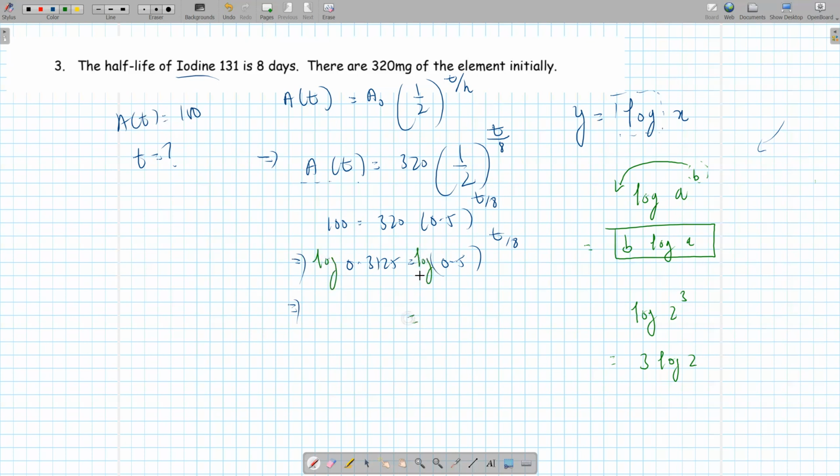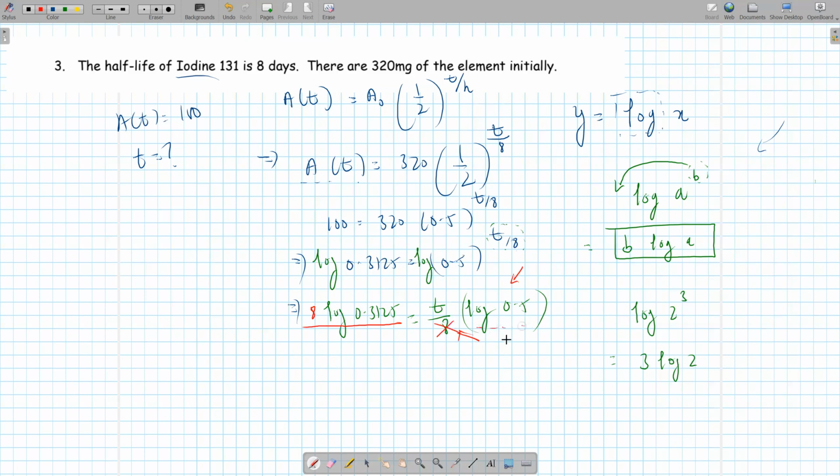And what's the point of using logs? It's because it allows us to bring the exponent down. Now what do you do? We're trying to solve for t. That means we need to get rid of the bracket and this 8. You multiply by 8, yes, you do the opposite operation. You multiply by 8. And then?